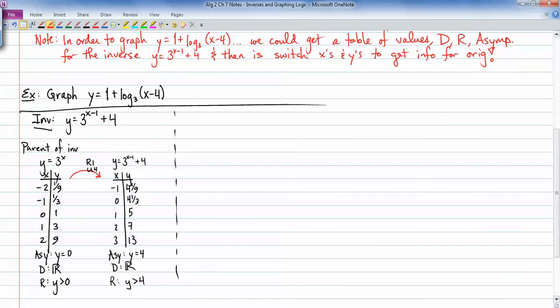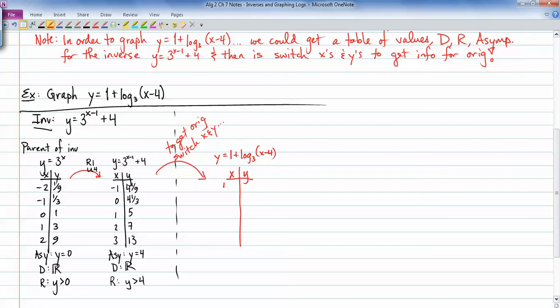Okay, to get the original back, I need to switch the x's and y's back. Switch x and y. Okay, so here's the table for the original. X and y. Just switch all the x's and y's. And the original was y equals 1 plus log base 3 of x minus 4.